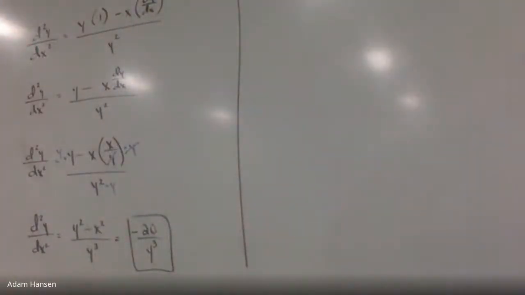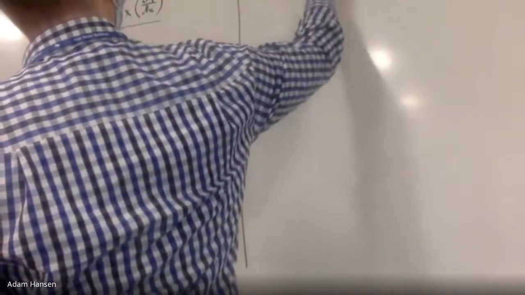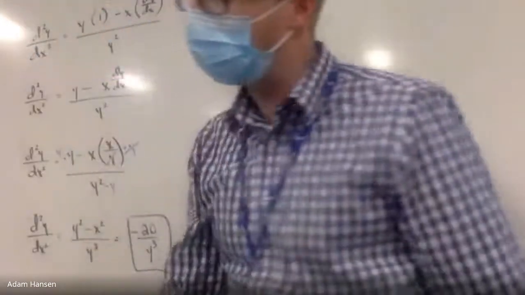Let's try one more. They're all a little bit different. So let's get a couple good examples of finding second derivatives, higher order derivatives with implicit differentiation. I have one in here. 1 minus xy equals x minus y.